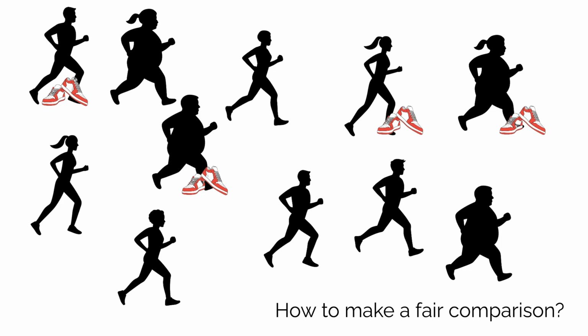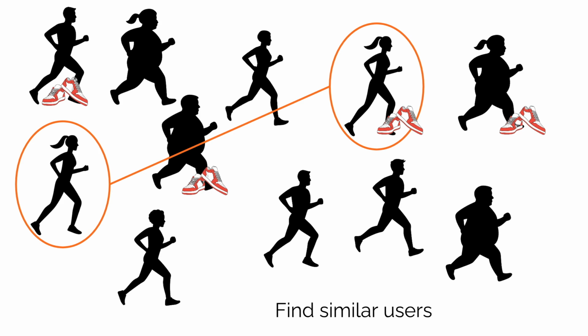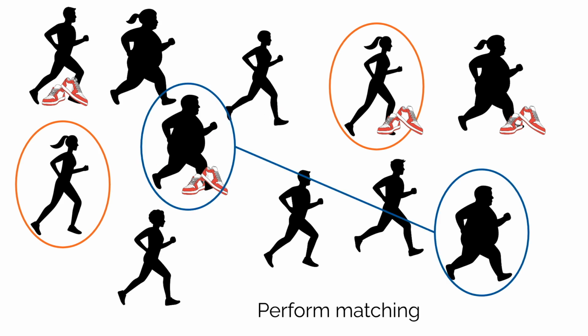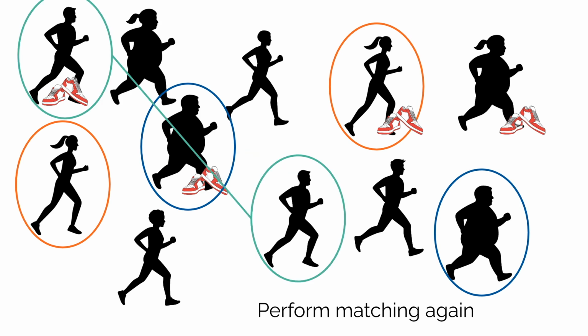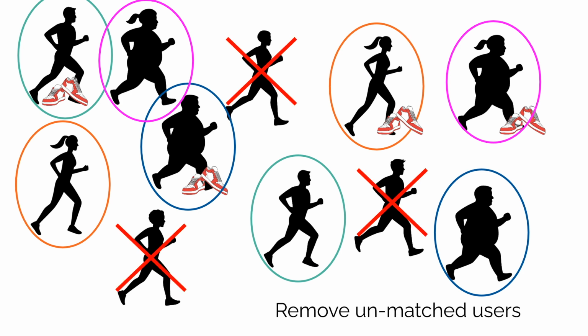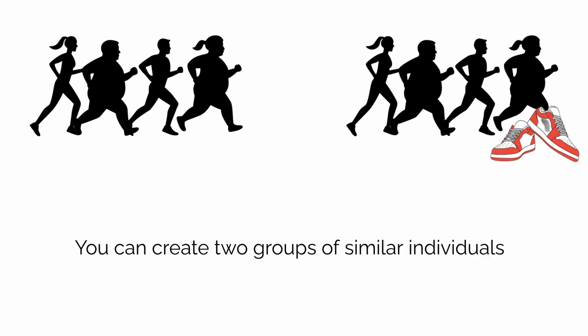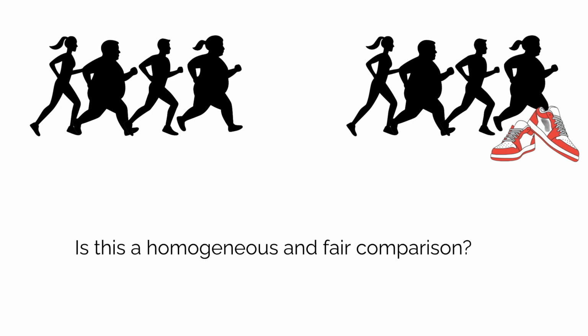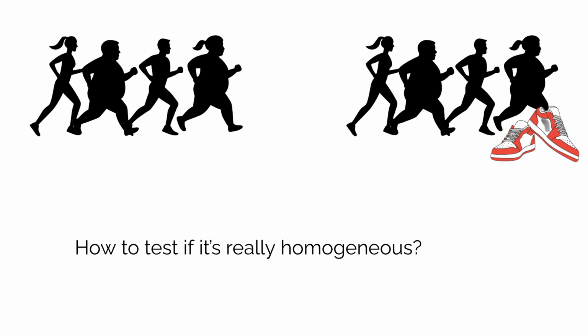So, how to make a fair comparison? With a large amount of data, it's not surprising to find pairs of similar people by chance. Search through all the data to find the pairs. Perform matching again and again. After gathering pairs of only similar people, if you remove the data that couldn't be paired, you can create two groups of similar individuals. Is this homogeneous and a fair comparison? How to test if it's really homogeneous?